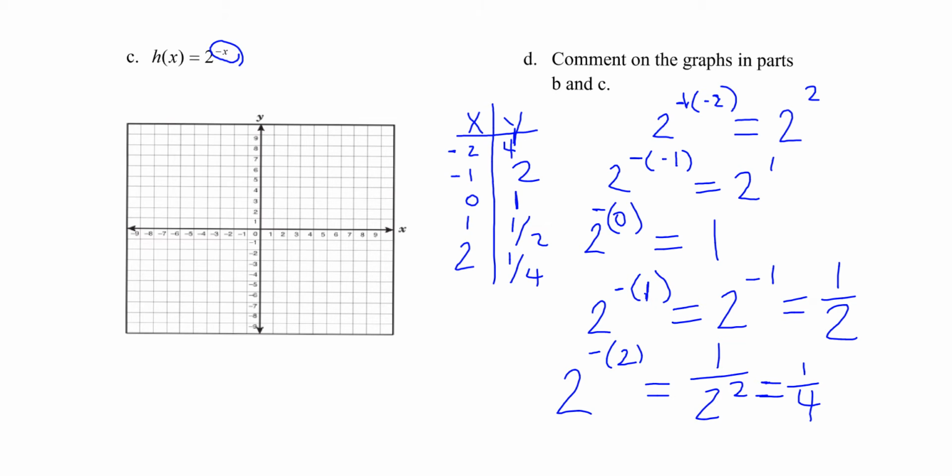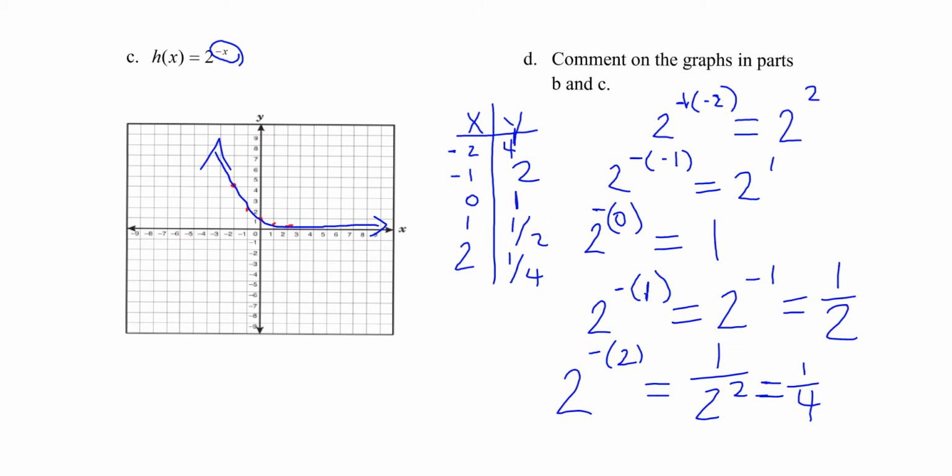And then we'll go ahead and graph that. So we have -2, 4, which will be right here, -1, 2, 0, 1, 1, 1/2, so it'll be right around there. Make it a little bit bigger there. And then 2, 1/4, which will be right here. If I can get it to right. All right, and then we draw our graph. Again, it goes right along that x-axis, but never touches it.